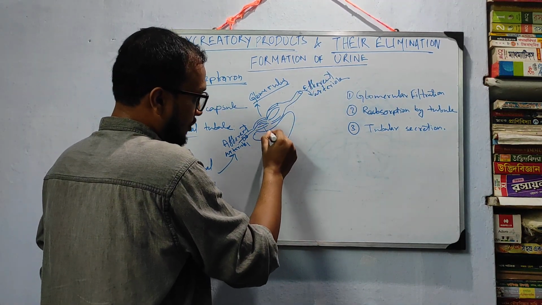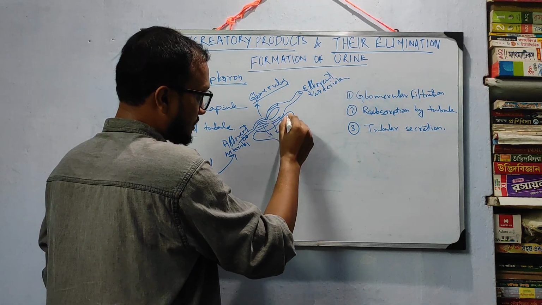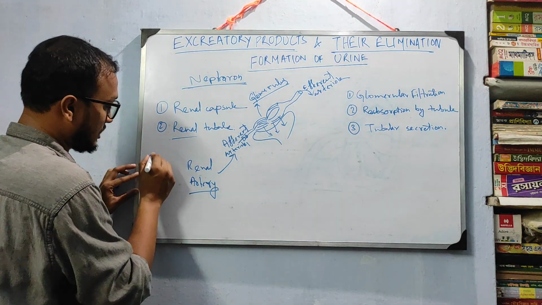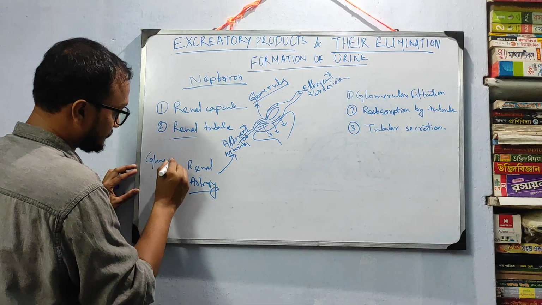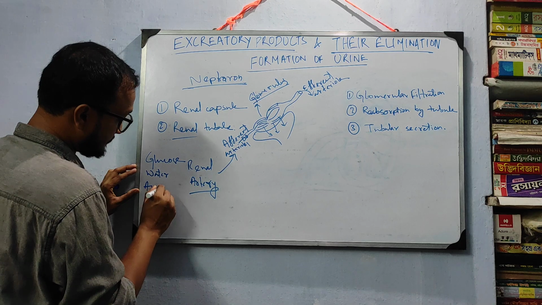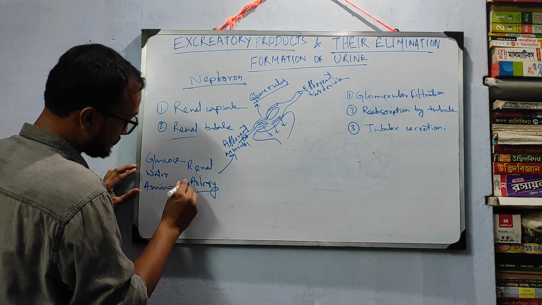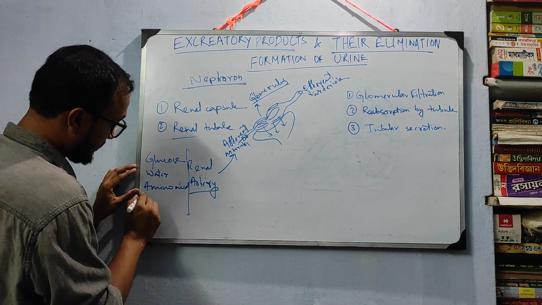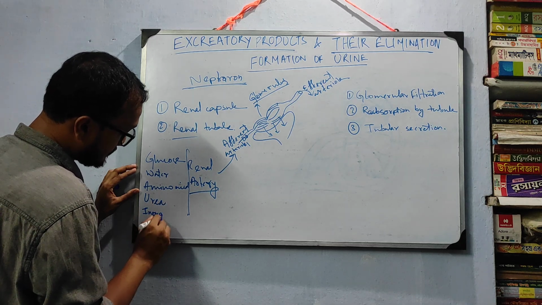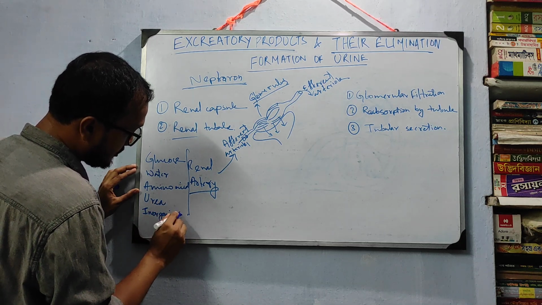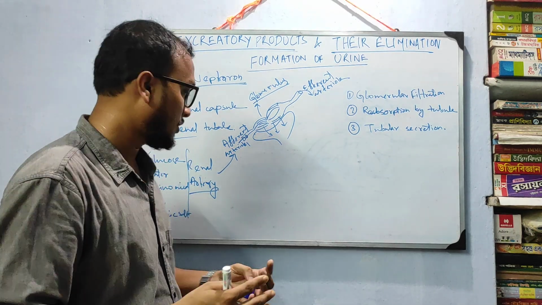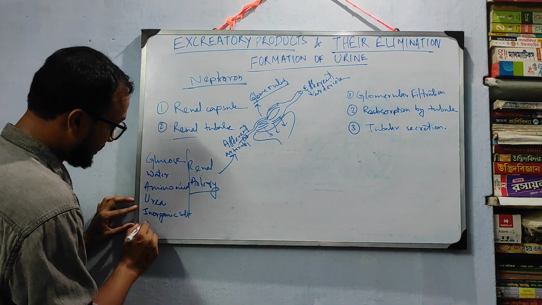Then all the waste product could be extra water, glucose, amino acids, then urea and inorganic salts. Inorganic salts means there could be sodium, potassium, sulfate, phosphate, all the inorganic salts. Then there could be creatinine.